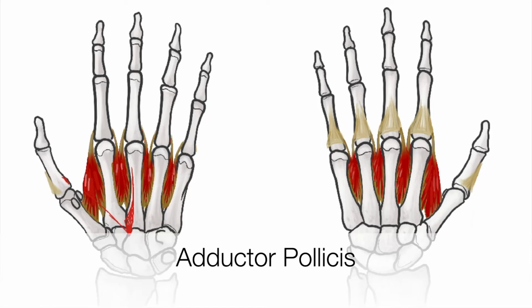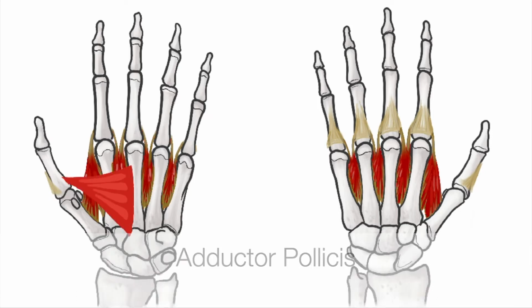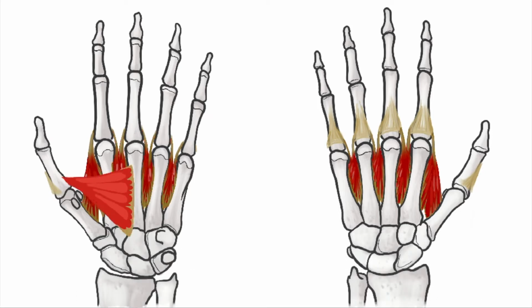Adductor pollicis has two heads, an oblique head from the capitate and the bases of metacarpals 2 and 3, and a transverse head from the shaft of the third metacarpal. Both heads converge and insert into the base of the proximal phalanx and the extensor hood of the thumb.